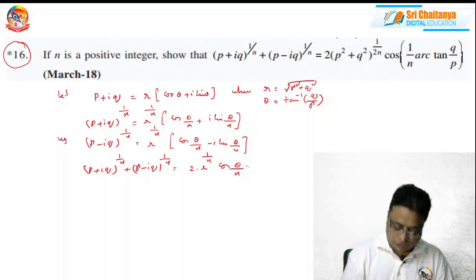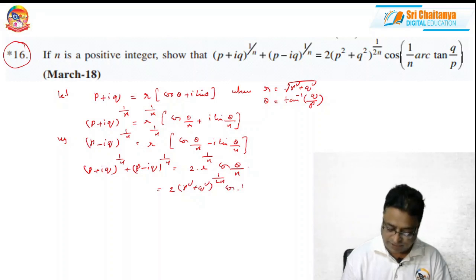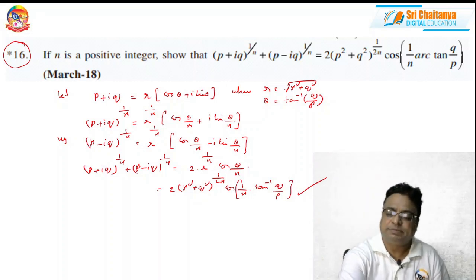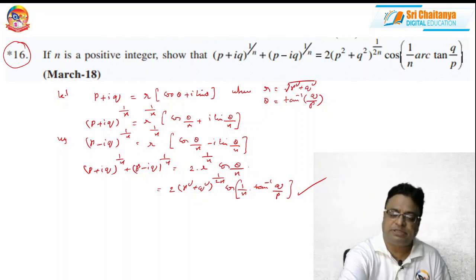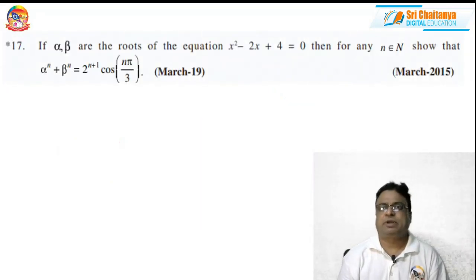So this is nothing but 2 into what is r? That is (p square plus q square) whole power 1 by 2n into cos of (1 by n into theta), what is theta? Tan inverse q by p. So you practice this, and this formula may be useful for solving questions like the 15th problem very easily in a single step. Okay, now coming to the 17th problem.